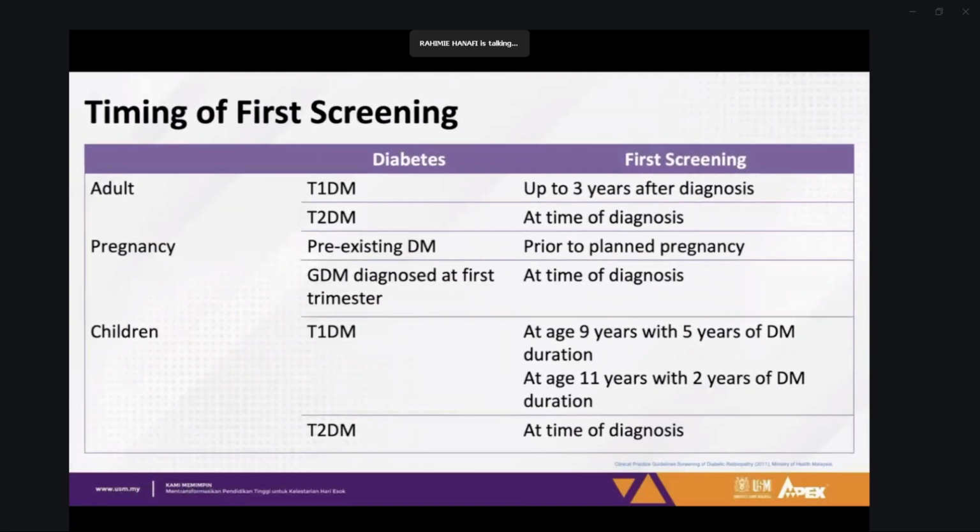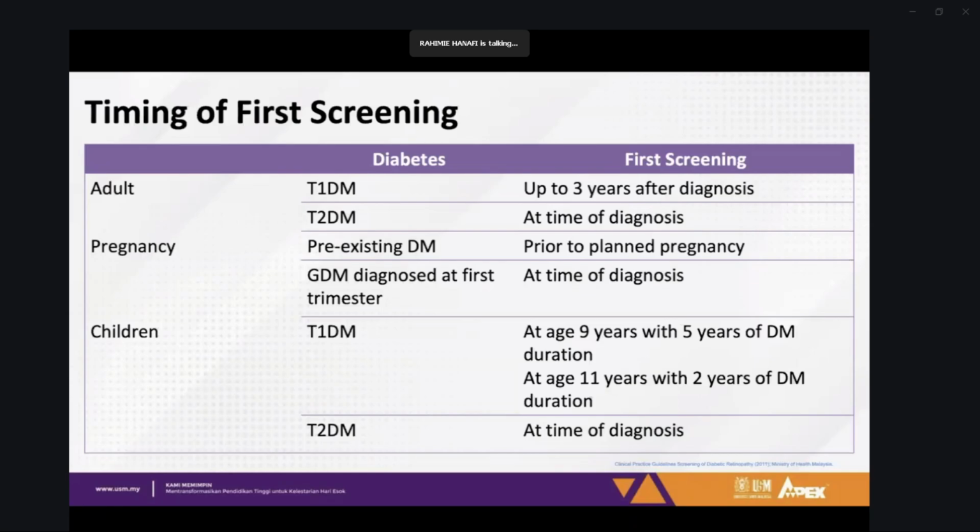Okay, next. When do we need to screen patients for diabetic retinopathy at first? When a patient presents to you, we divide them into adult, pregnancy, and children. For adults with type 1 diabetes mellitus, the first screening is up to 3 years after diagnosis. And patients with type 2 diabetes mellitus, either adult or children, must be screened at the time of diagnosis itself.